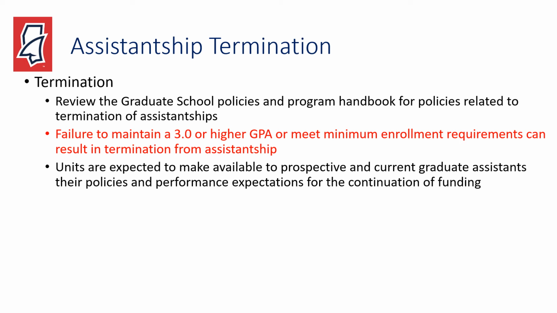The university expects that certain things would happen prior to termination of a graduate assistantship. I encourage you to review the graduate school policies and the program handbook for policies related to termination of assistantships. One important policy to understand is that because graduate students are first and foremost students working on completing their degree, they must maintain a GPA of 3.0 or higher. Failure to do that can result in termination from the assistantship. Different units that hire graduate students are expected to make available to prospective and current graduate assistants their policies and performance expectations for continuing of funding and employment in the assistantship.